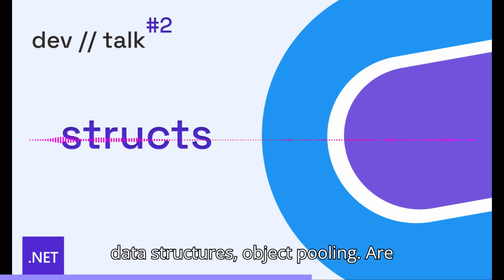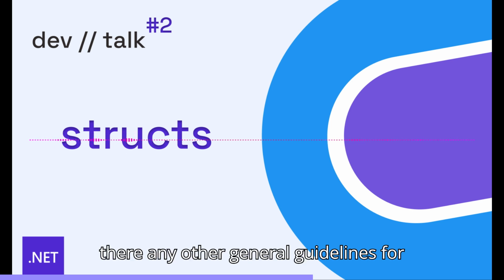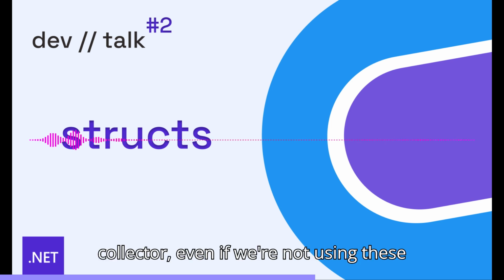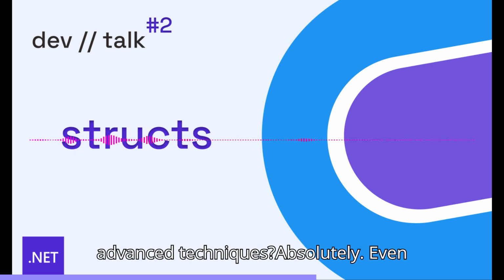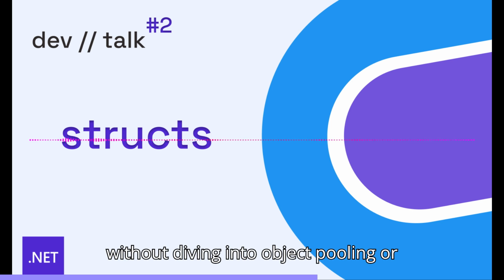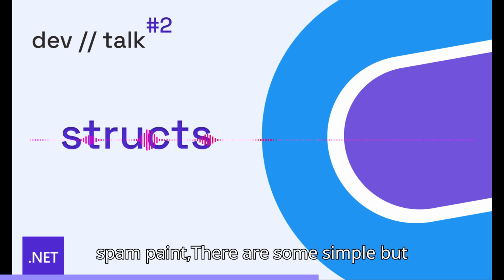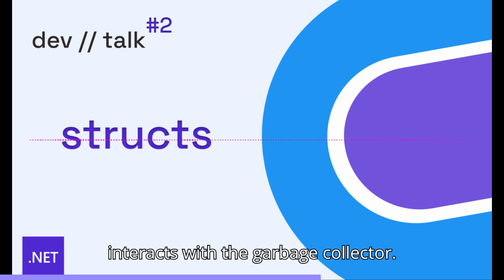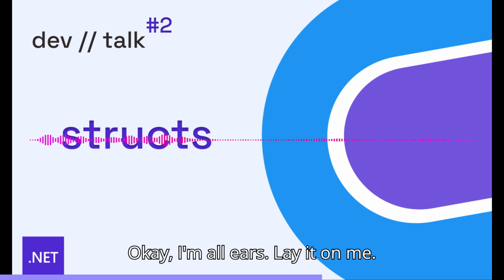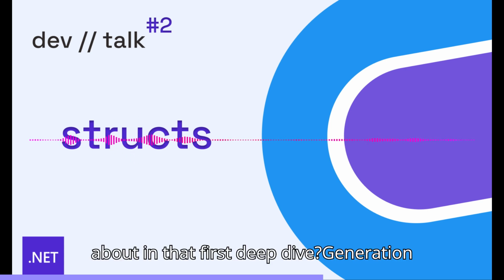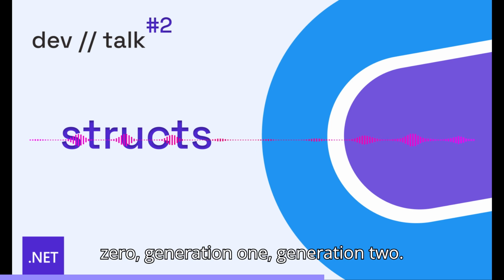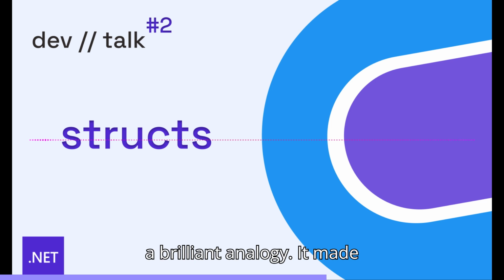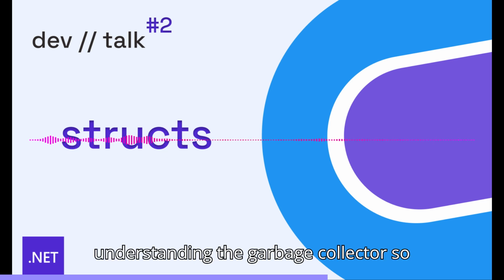Okay, so we've talked data structures, object pooling. Are there any other general guidelines for minimizing the impact of the garbage collector, even if we're not using these advanced techniques? Absolutely. Even without diving into object pooling or Span<T>, there are some simple but incredibly effective practices that can make a huge difference in how your code interacts with the garbage collector. Okay, I'm all ears. Lay it on me. Remember those generations we talked about in that first deep dive? Generation 0, Generation 1, Generation 2. It's like sorting laundry. Yes, that was a brilliant analogy. It made understanding the garbage collector so much easier.